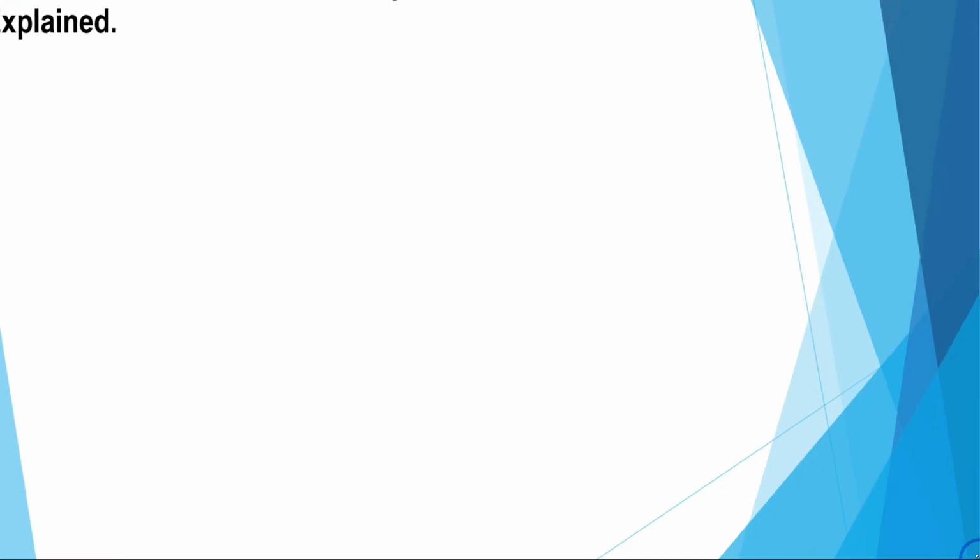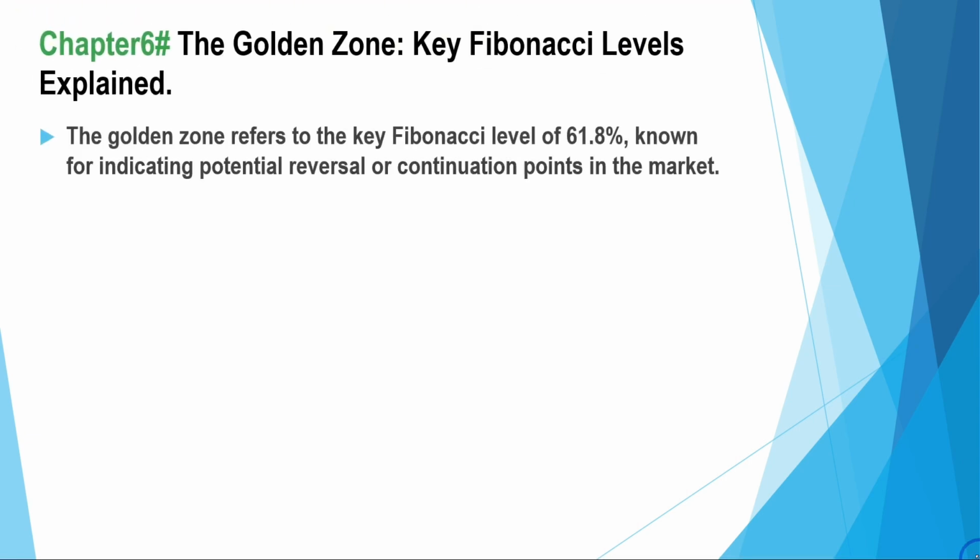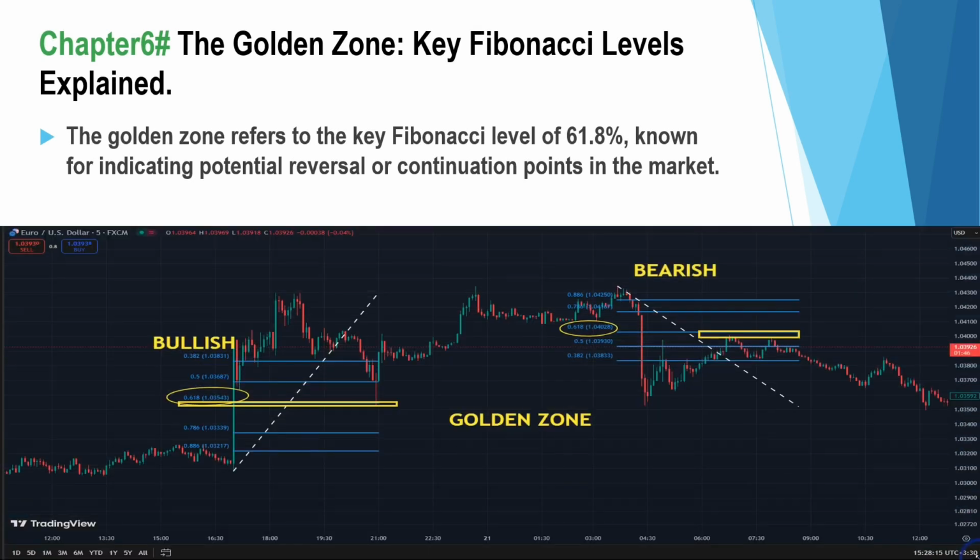Chapter 6. The Golden Zone. Key Fibonacci levels explained. The golden zone refers to the key Fibonacci level of 61.8%, known for indicating potential reversal or continuation points in the market.